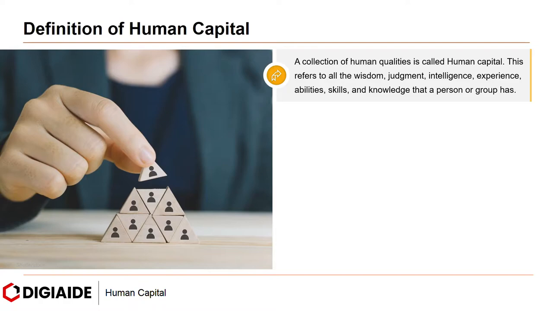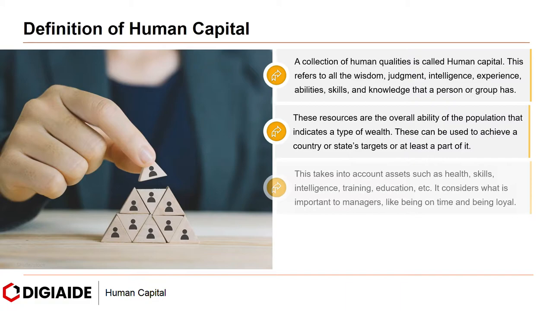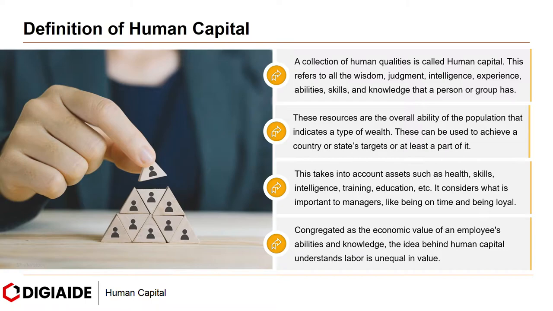These resources are the overall ability of the population that indicates a type of wealth. These can be used to achieve a country or a state's target or at least a part of it. Human capital takes into account assets such as health, skills, intelligence, training, education, etc. It considers what is important to managers, like being on time and being loyal. Aggregated as the economic value of an employee's abilities and knowledge, the idea behind human capital understands labor is unequal in value. Finally, human capital is immaterial and it is not found on a firm's balance sheet.